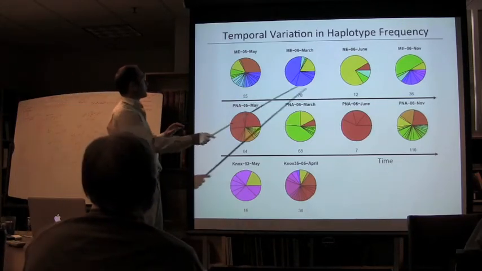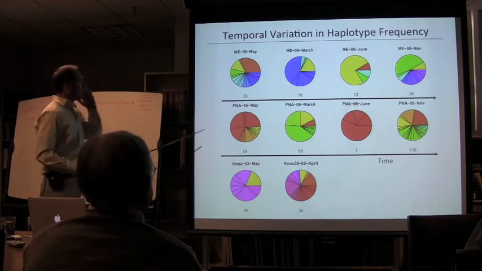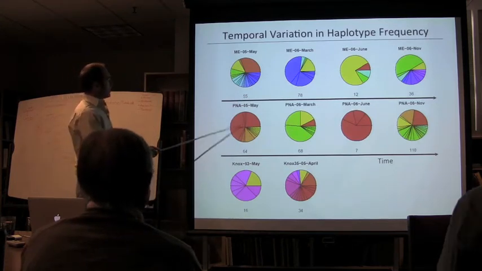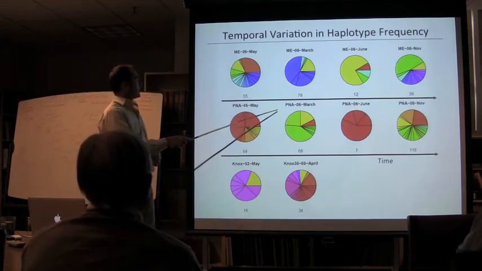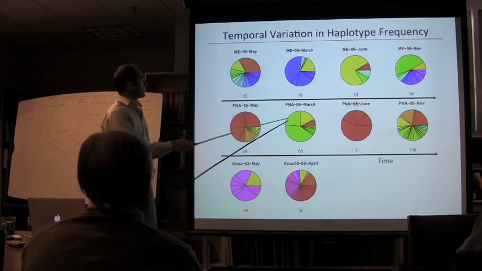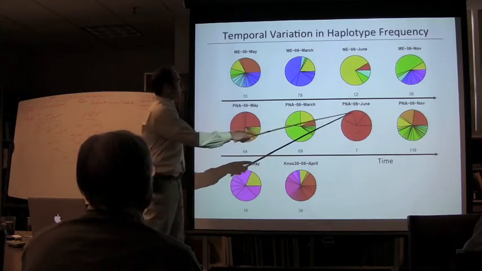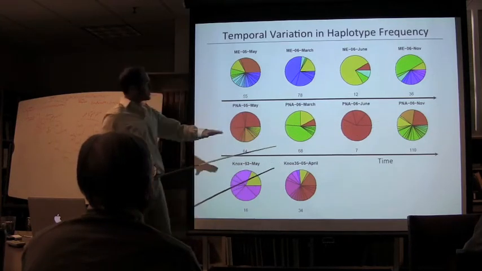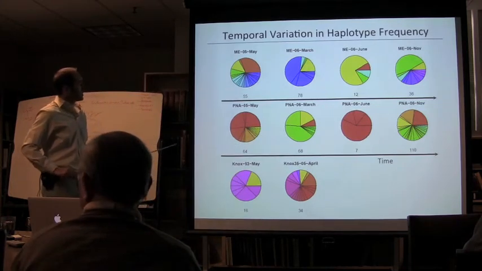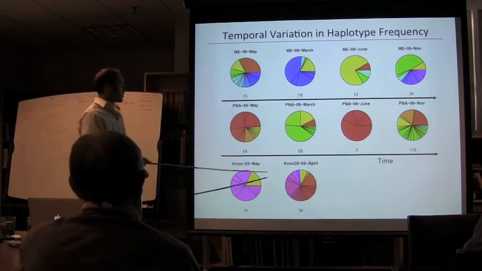And even the temporal variation, there's quite a bit to do here. This red type is only dominant in early May of '05 and the next year in March, but by June it was common again. So there are seasonal dynamics and even long-term dynamics.